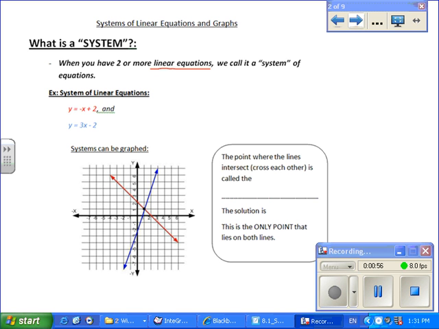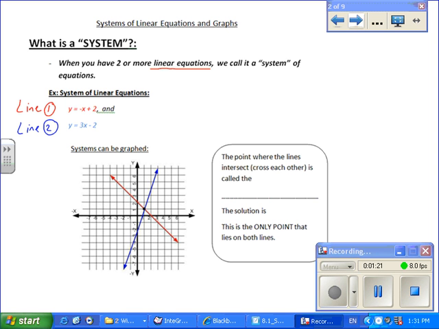Okay, so for example, a system is the line y equals negative x plus 2. All right, there's one line or one linear equation that represents a line, and another line, y equals 3x minus 2, call that line 2, graphed on the same grid. Okay, that's a system. So a system can be graphed.